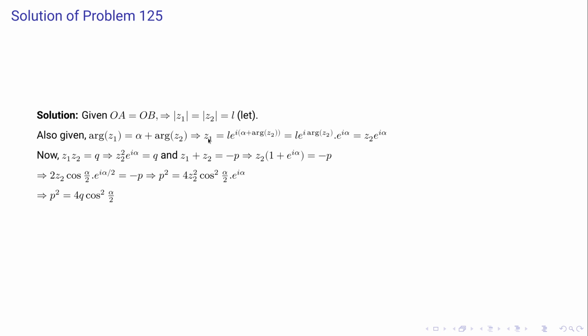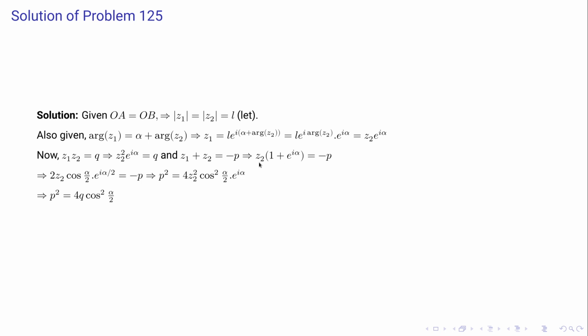So we can say that Z1 is equal to L e to the power I alpha plus R cos Z2. That is L into e to the power I alpha into Z2, that is Z2 e to the power I alpha. Now Z1 Z2 is nothing but Q, that is Z2 square e to the power I alpha. This much is equal to Q. And Z1 plus Z2 is minus P. So this is equal to Z2 into 1 plus e to the power I alpha is equal to minus P.